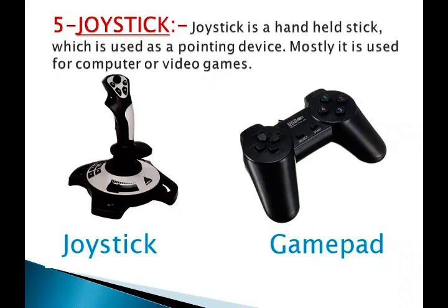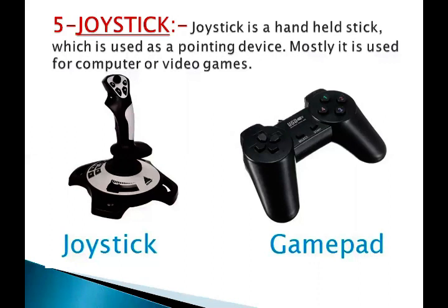Number five is joystick. A joystick is another input device. It is used for playing video games. It consists of a round shaped base and a long stick which can be tilted in left, right, forward or backward direction. It also has a button on the top and a trigger. By moving the stick of the game, an object can be controlled.